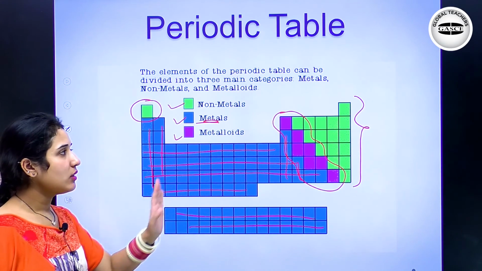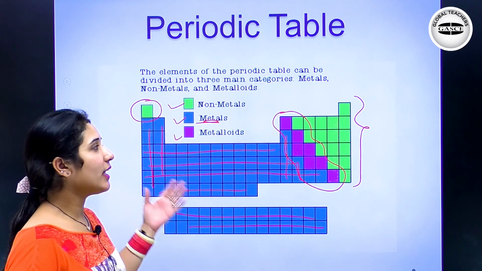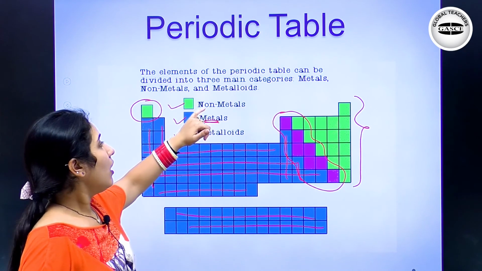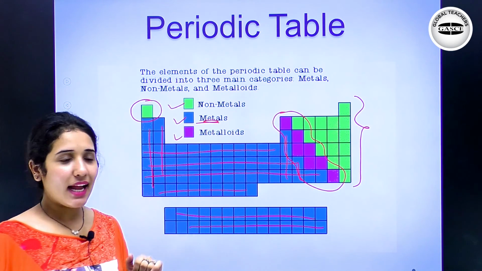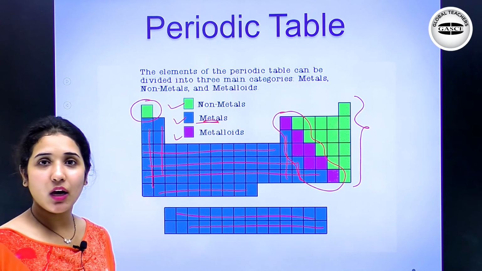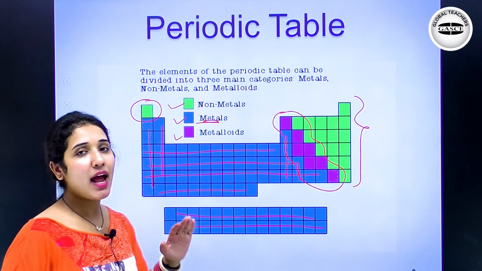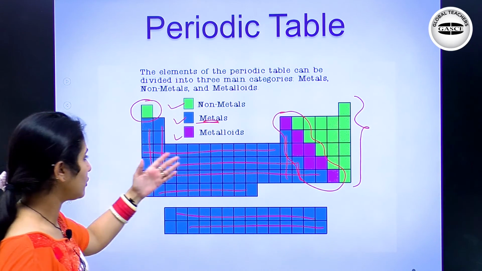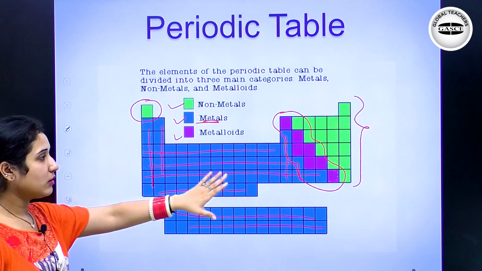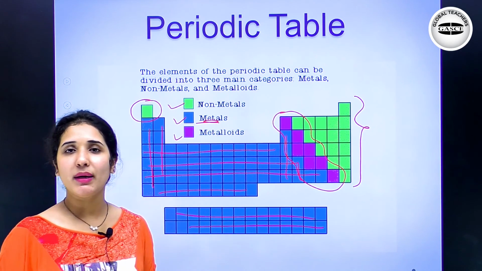Till now, you have a clear idea that all the elements are classified into three categories, namely non-metals, metals and metalloids. From here you must have got a very clear idea that overall, the majority fraction of elements is metals. As you can see in this schematic periodic table, most of the periodic table is blue in color. That means most of the elements are metallic.